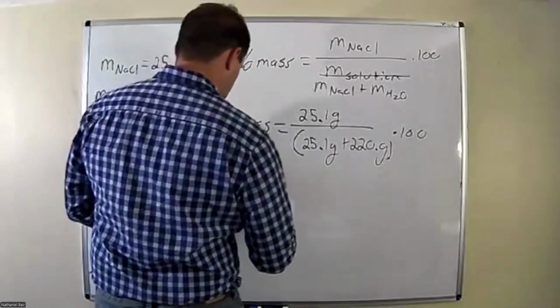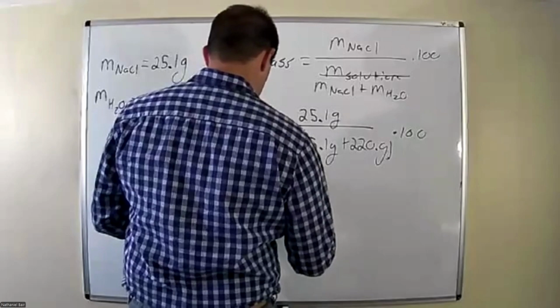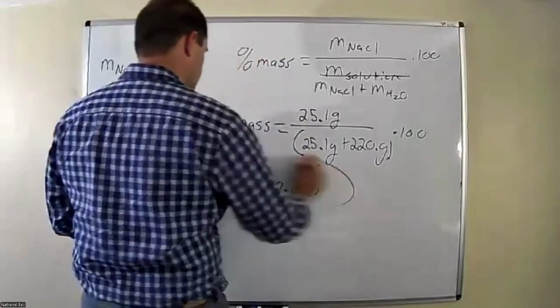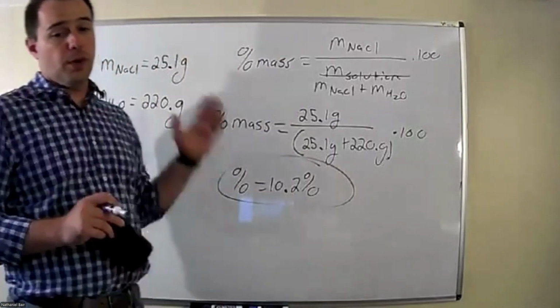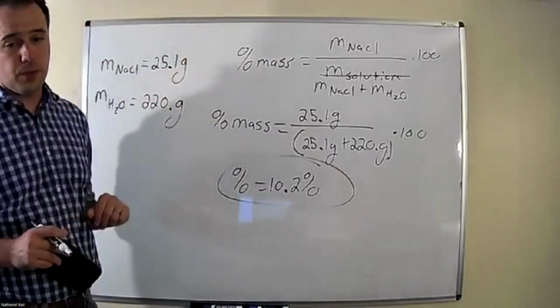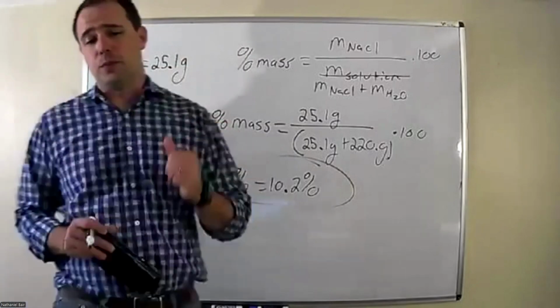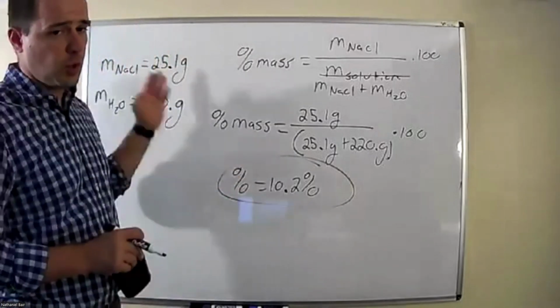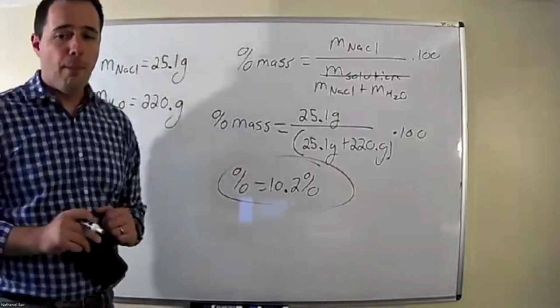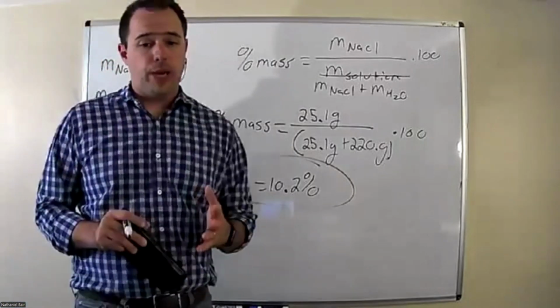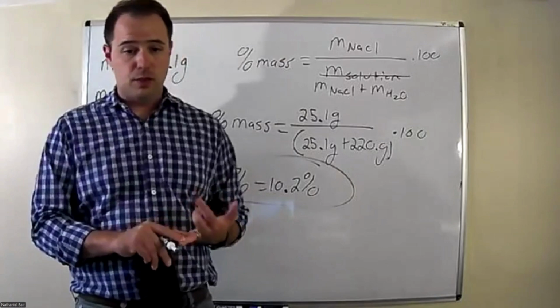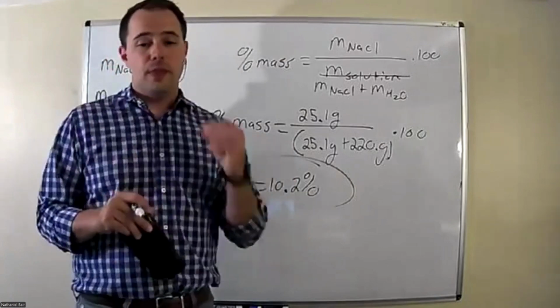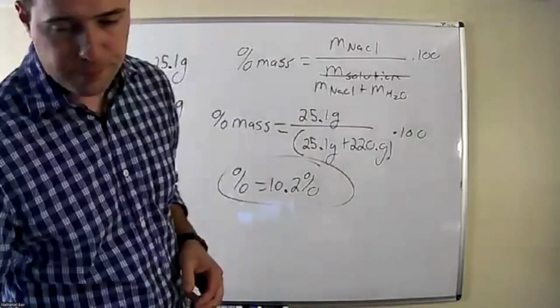That's going to be a 10.2% mass solution. So if you make a solution by dissolving 25.1 grams of sodium chloride in 220 grams of water, 10.2% of that solution's mass is coming from the solute, which is sodium chloride. So a couple terms there you got to know like the back of your hand, right? Solute, thing that gets dissolved. Solvent, thing that does the dissolving. And both together, that's the solution. Awesome.